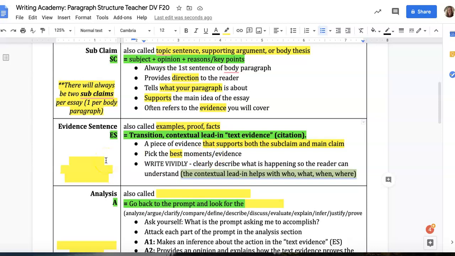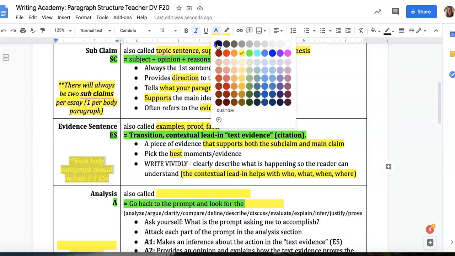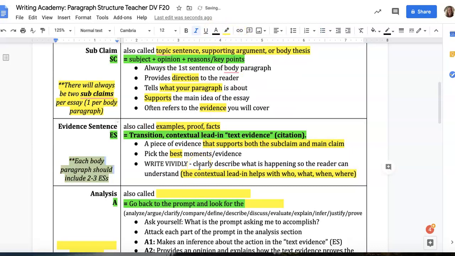Now, in each body paragraph, the minimum number of evidence sentences that you will use is 2. Each body paragraph should have at least 2 evidence sentences, but oftentimes there will be 3. The idea is, what is the evidence that needs to support my subclaim? It's sort of like the facts, the proof, the examples you are giving in order to make that happen.